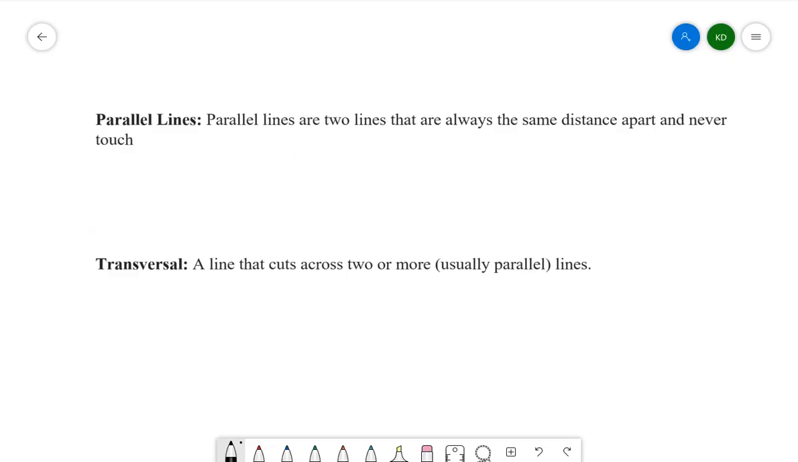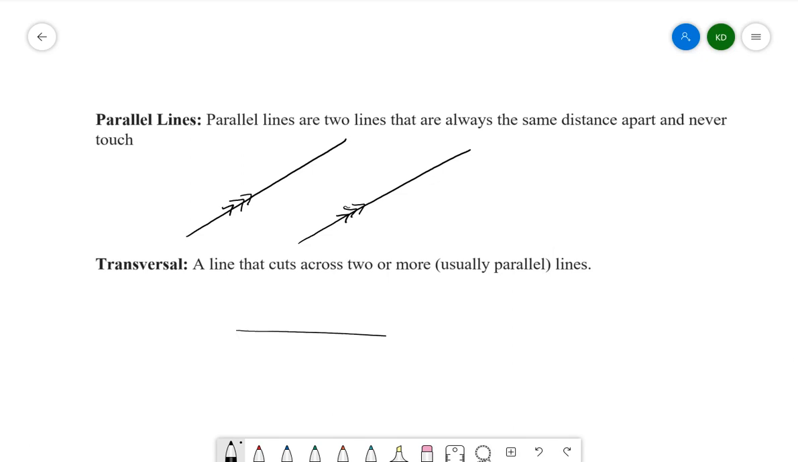What we need to start with is the definitions for parallel lines. Parallel lines are two lines that are always the same distance apart and they never touch. Just a quick example of what that may look like here and here. For notation, what we tend to use with parallel lines is these little arrows. If you have more than one set of parallel lines, then you may add additional arrows to represent which lines are parallel to which. A transversal is a line that cuts across two or more usually parallel lines.